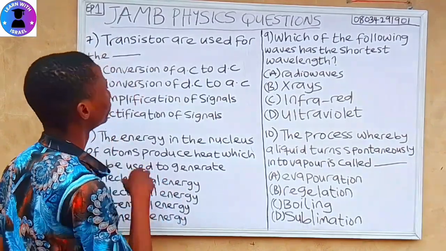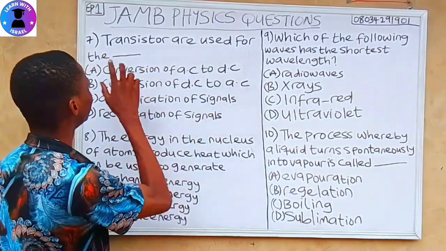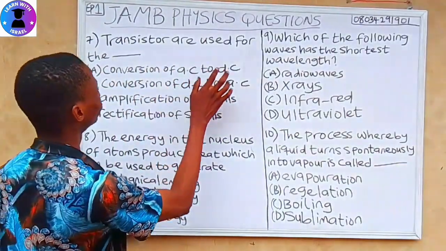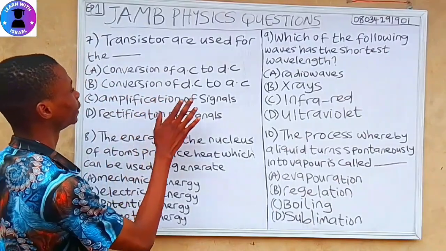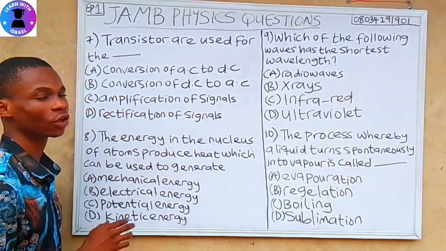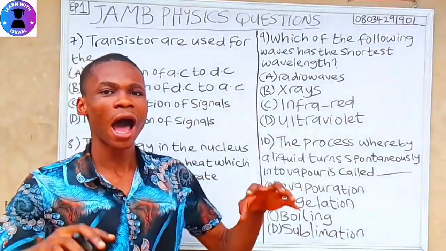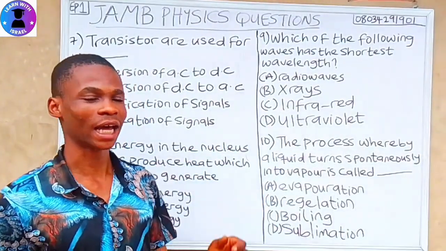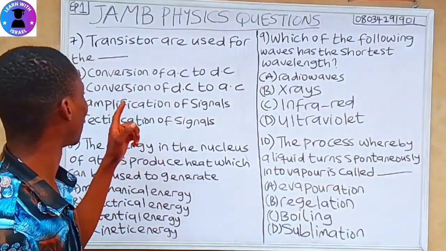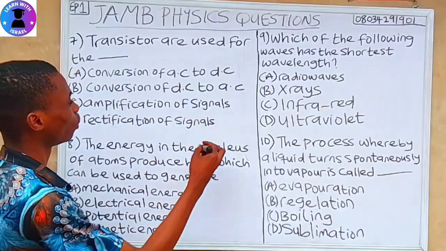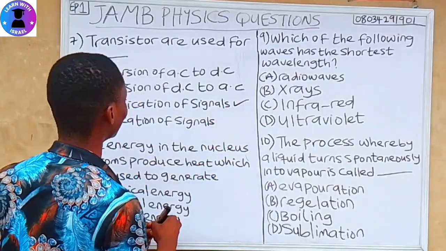Question 7. Transistors are used for the dash: A. Conversion of AC to DC, B. Conversion of DC to AC, C. Amplification of signals, D. Rectification of signals. Transistors amplify signals, and if we check the options, in option C, amplification of signals is there. So amplification of signals is the correct answer.